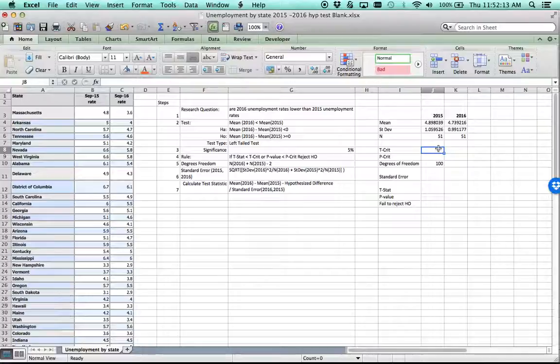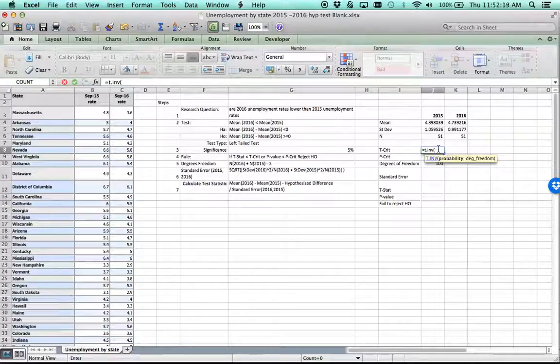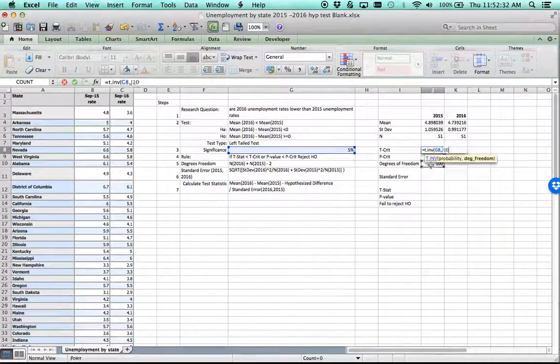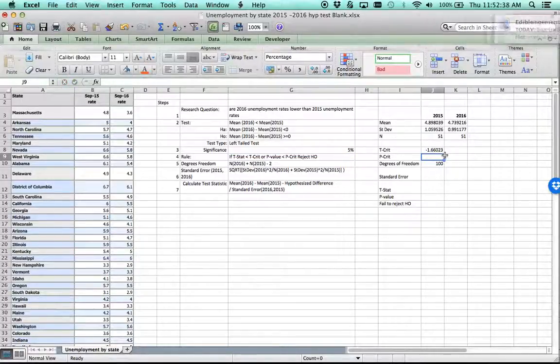And to get the critical values, we go equals t dot inverse. And what probability we're using is that 5% significance level. And the degrees of freedom are the 100 we calculated. Oops, sorry, that popped that up. And literally, this calculation, so it's a minus 1.66, this is a value that you would in a textbook, you might look up in the back of the book. And here we're simply calculating instead of looking it up. And so Excel's sort of looking it up for us, but otherwise there's nothing different.